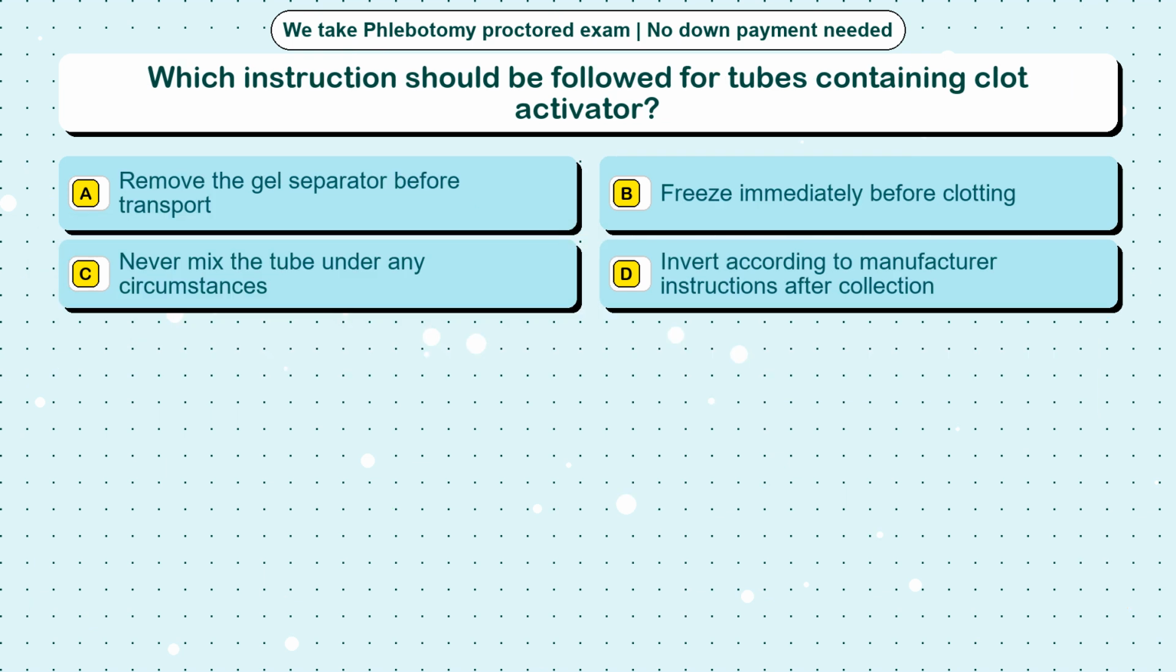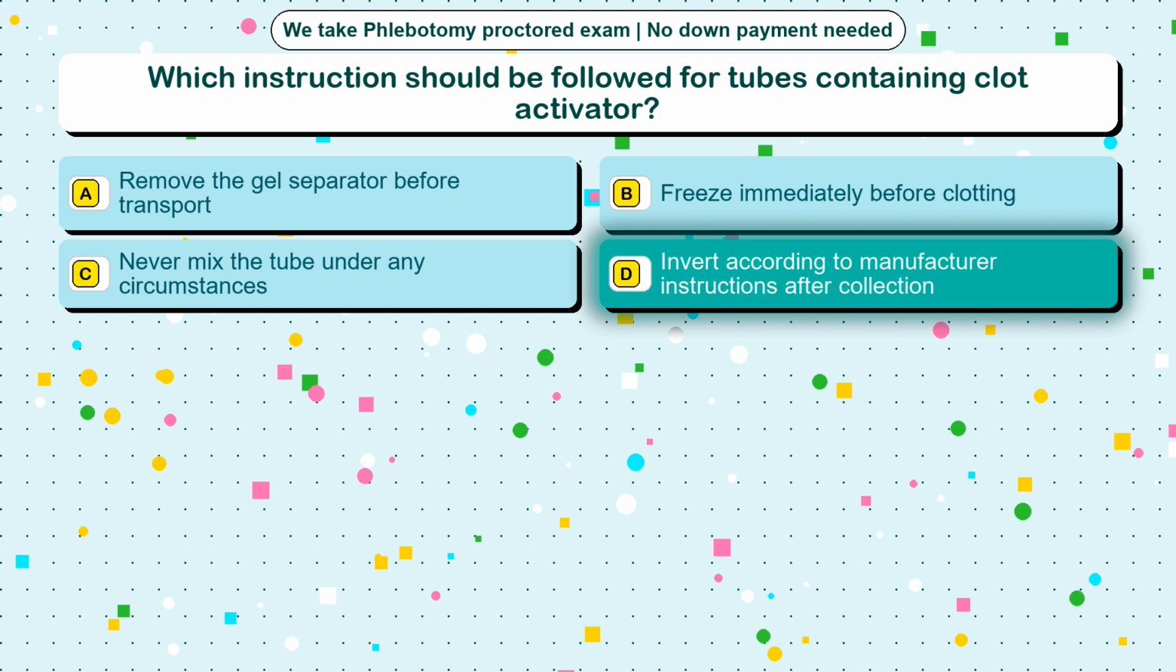Question 95. Which instruction should be followed for tubes containing clot activator? Option A. Remove the gel separator before transport. Option B. Freeze immediately before clotting. Option C. Never mix the tube under any circumstances. Option D. Invert according to manufacturer instructions after collection.